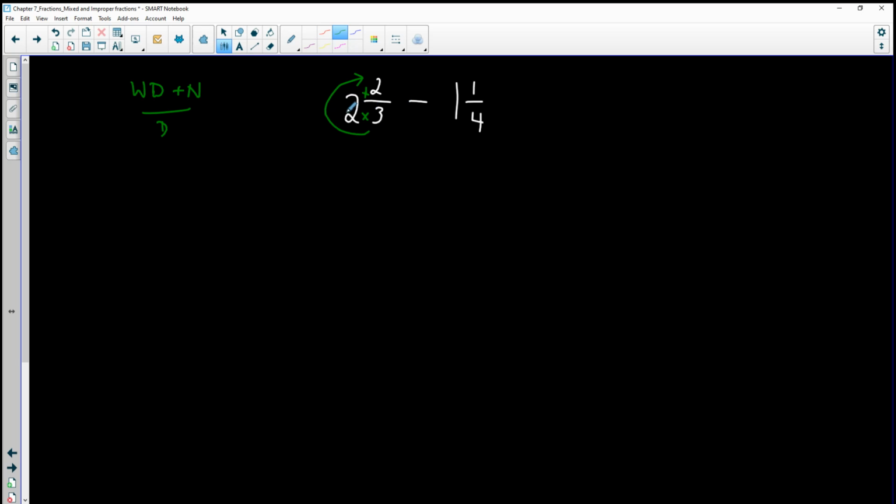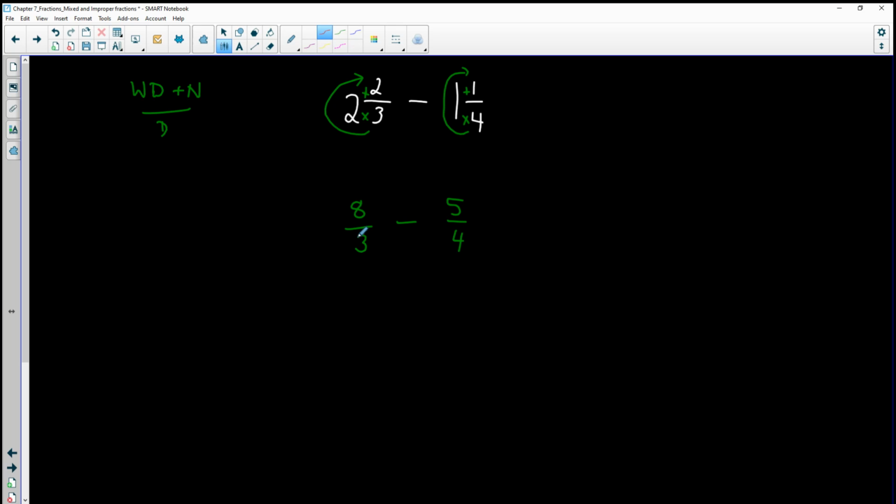So that would become 2 times 3, which is 6, plus 2 would become 8. And that goes over the original denominator. And on this side, same idea. We're going to multiply the whole number by the denominator and then add the numerator. So 1 times 4 is 4, add 1 becomes 5 over the original denominator of 4. We'll bring down and not forget our operation, which is subtract.